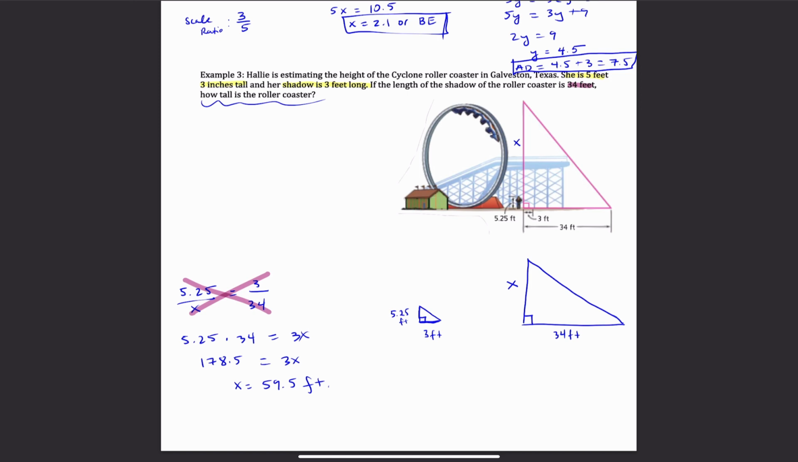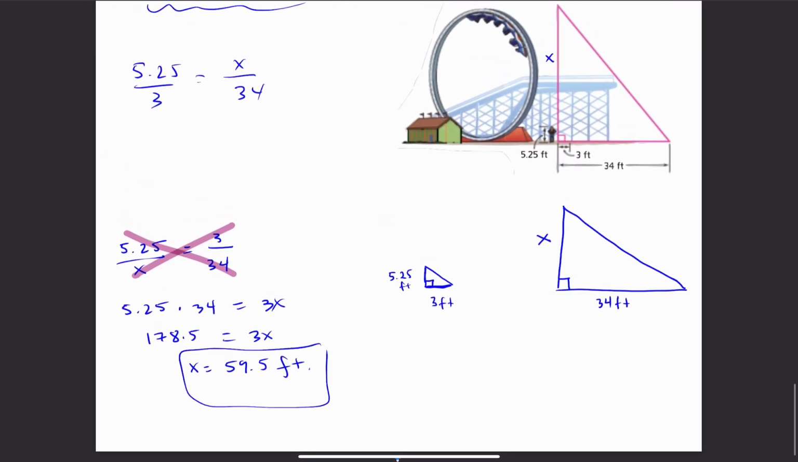And another way that you can do it, if you want, you can say the height to the shadow is equal to the height to the shadow. So you can set it like this, 5.25 over 3, and I equal that to x over 34, and then you'll still get the same answer. See, we have 3 and an x, just like we had before, and then 34 and the 5.25 remain the same. You should get x is equal to 59.5. So there's more than one way to set up the problem, and you should get the same answer. But nonetheless, the height of the roller coaster is 59.5 feet.